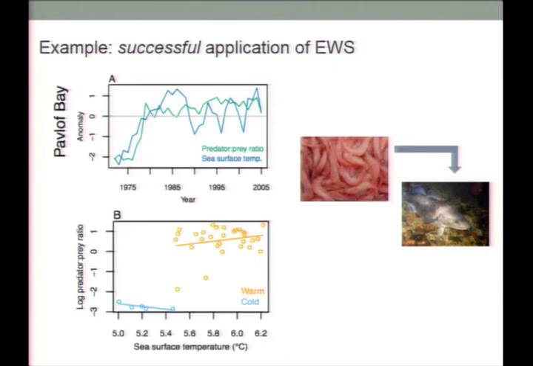And when we plot the sea surface temperature against the predator-prey ratios, we see evidence of a nonlinear relationship that exhibits hysteresis. So the relationship between sea surface temperature and predator-prey ratios is different before and after that climate regime shift, which was driven by the changes in the PDO.